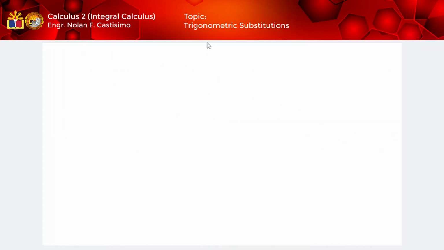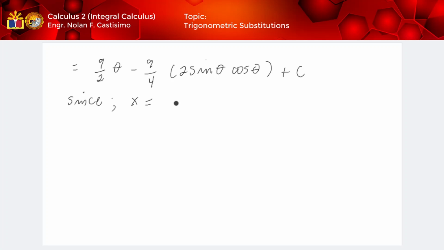Rewrite lang natin sa kabilang frame equals 9 over 2 theta minus 9 over 4 times 2 sine theta cosine theta plus c. Okay? So, since x natin ay equivalent to 3 sine theta, okay? 3 sine theta. Sine theta is equivalent to x over 3. X over 3 yan.